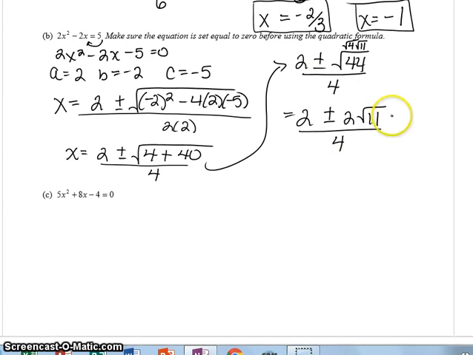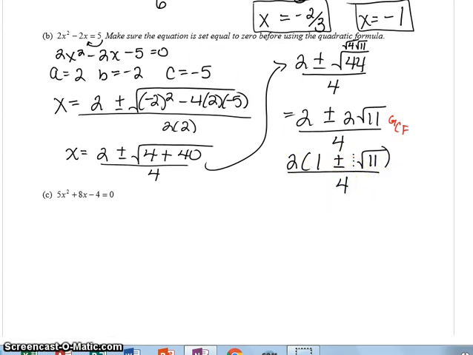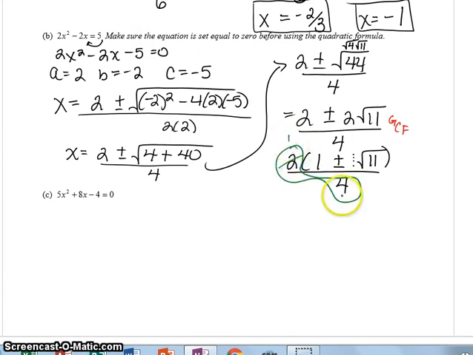Again, I said before, make sure you GCF all numerators. So if you divide out a 2, you're left with 1 plus or minus, you can put that 1 there, but it's really just square root of 11 all over 2. Oh, sorry guys, full of mistakes. All over 4. So now the last thing would be to reduce this. That cancels to 1. That's going to be a 2. So my final answer is going to be 1 plus or minus the square root of 11 all over 2.